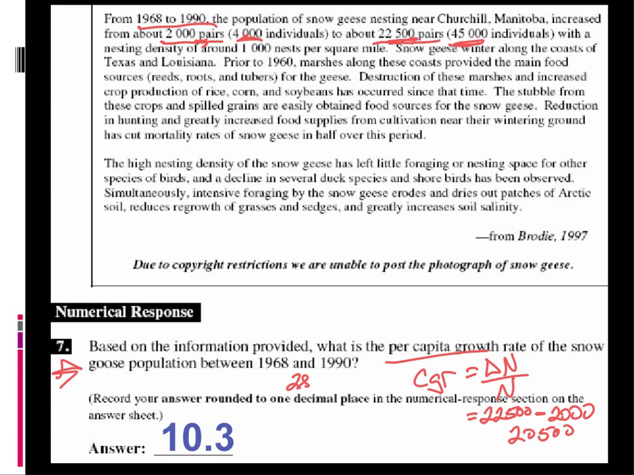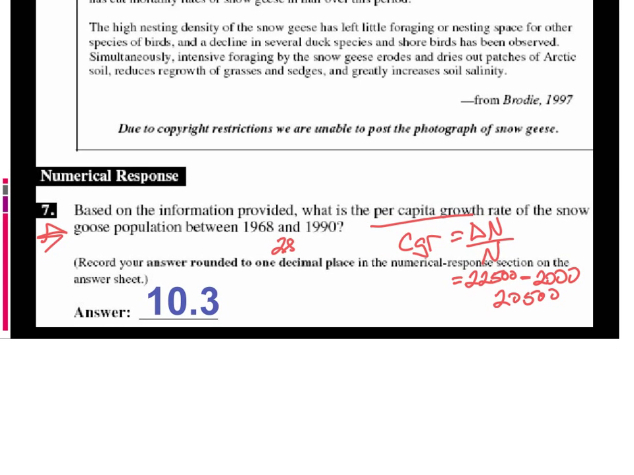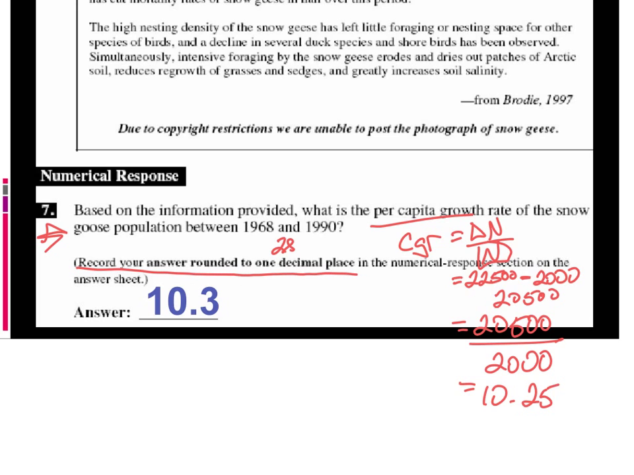Now we then need to calculate our N. Our N, we know, was our original population, which is 2,000. So we take 20,500, which is our change in N, divided by our original population, and we get an answer of 10.25. And if you look here, record your answer rounded to one decimal place: 10.3, which is the same answer that we have here. So again, that's an example of how to calculate per capita growth rate.